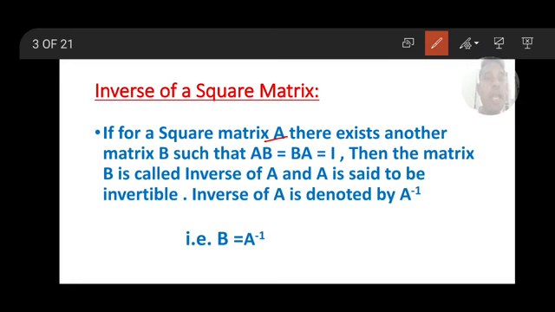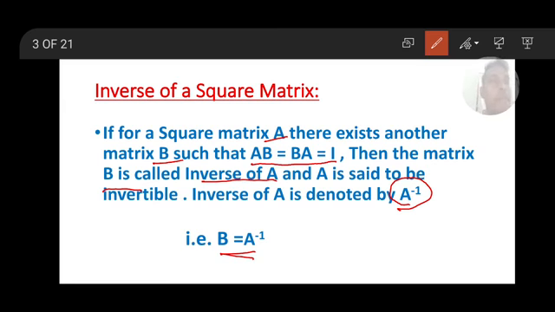if there exists another matrix B, అంటే ఇంకో matrix B అనేది ఉండాలి, such that AB equal to BA equal to identity matrix, then the matrix B is called the inverse of A, and it is denoted by A to the power of minus 1, that is B equal to A inverse.